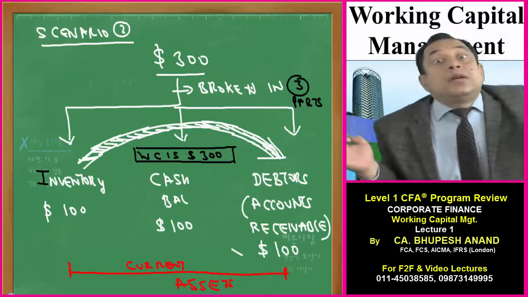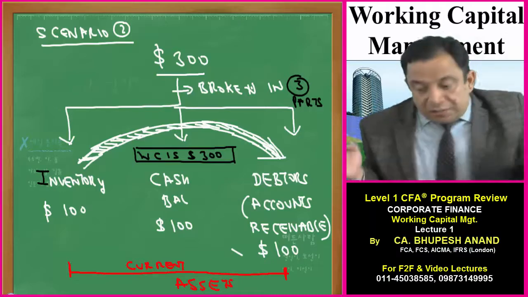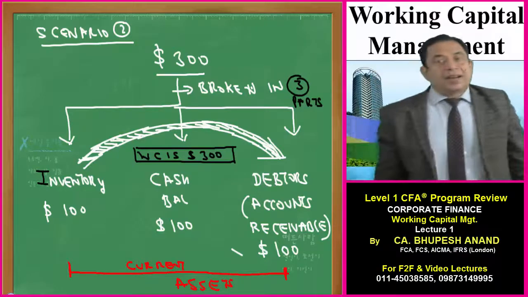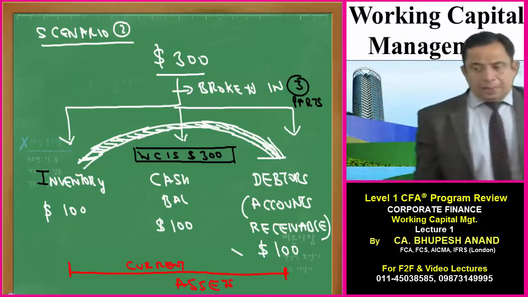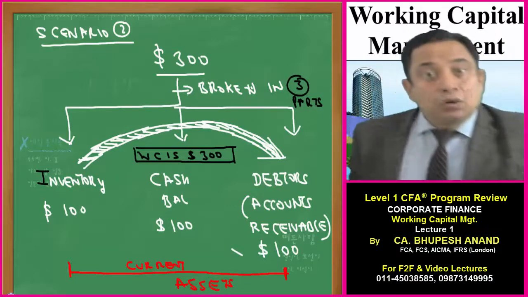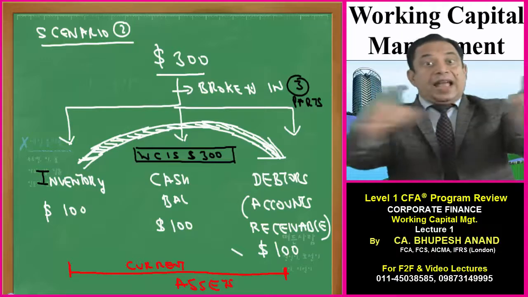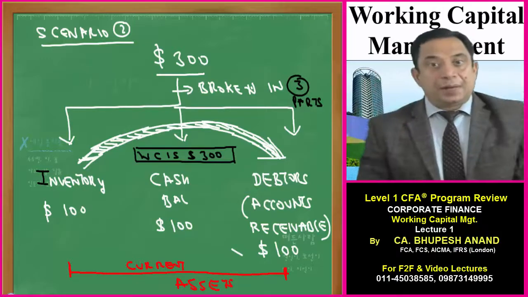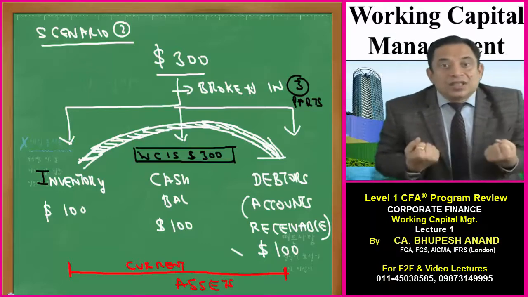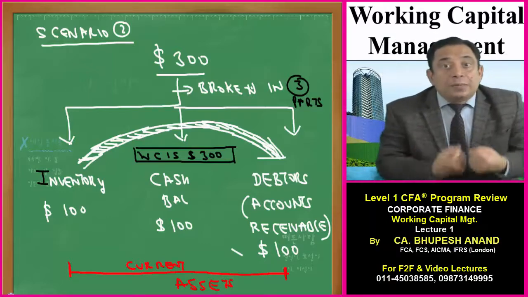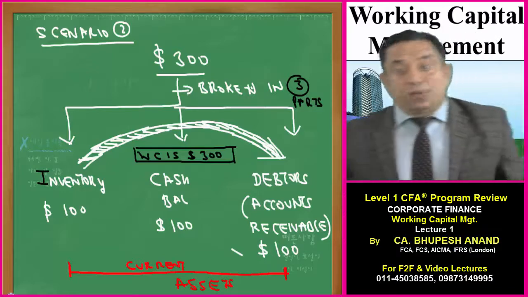Accounts receivable. Now see, $300, how I have broken into three parts. First part is inventory, $100. Second part is cash balance, $100. And third part is accounts receivable, $100. All are current assets, and still the working capital is $300. You're getting my point? So this working capital will be broken into different parts, into different current assets which are required for day-to-day running.